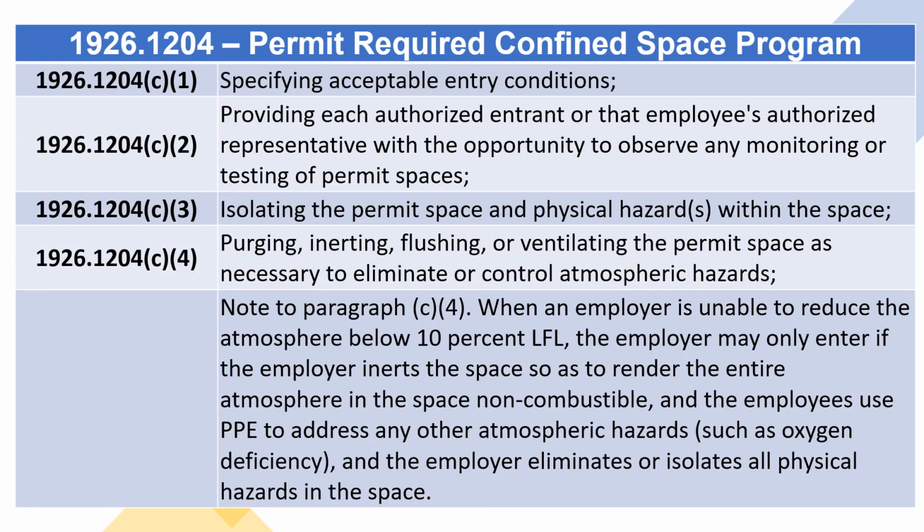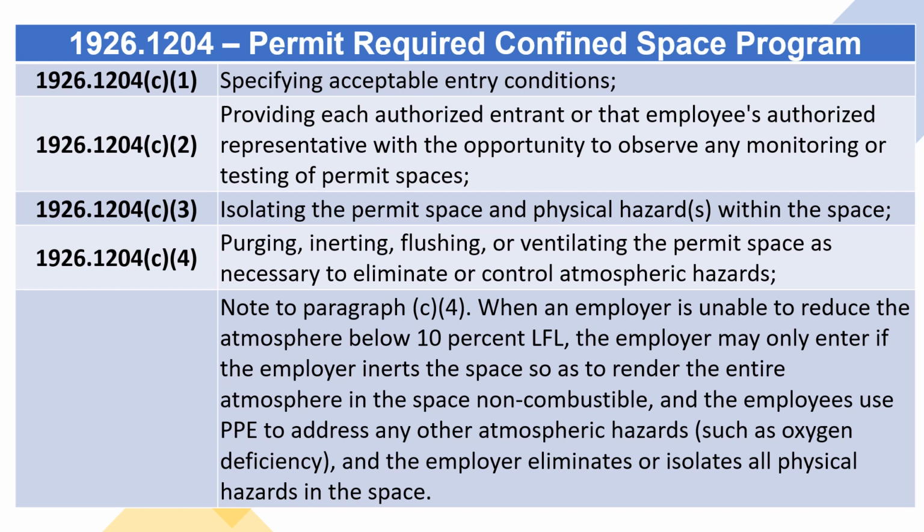1926.1204 C.1 through C.8. Specifying acceptable entry conditions. Providing each authorized entrant or that employee's authorized representative with the opportunity to observe any monitoring or testing of permit spaces. Isolating the permit space and physical hazards within the space. Purging, inerting, flushing, or ventilating the permit space as necessary to eliminate or control atmospheric hazards.